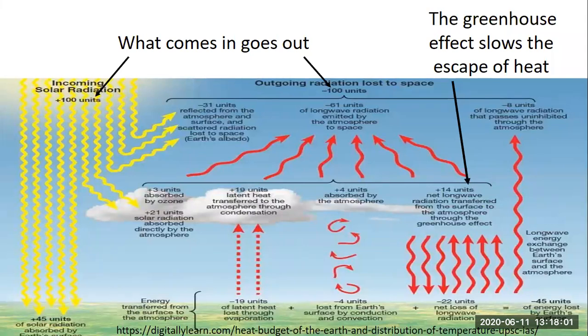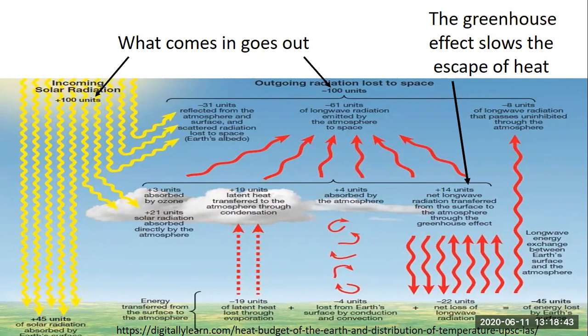Now with this slide, everybody is looking at it and probably saying, oh my God, this is too complex for me to even look at. We're not gonna go through all of this. There's just, again, a couple of things that I wanna point out. First of all, if you look over on the left-hand side where it says incoming solar radiation, it says 100 units, and you don't have to worry about what measurements we're using. The main thing is just look at that number and compare that to the outgoing radiation lost to space. You see the numbers are the same. What that's telling you is whatever energy we receive from the sun, it goes back out. We do not keep it.